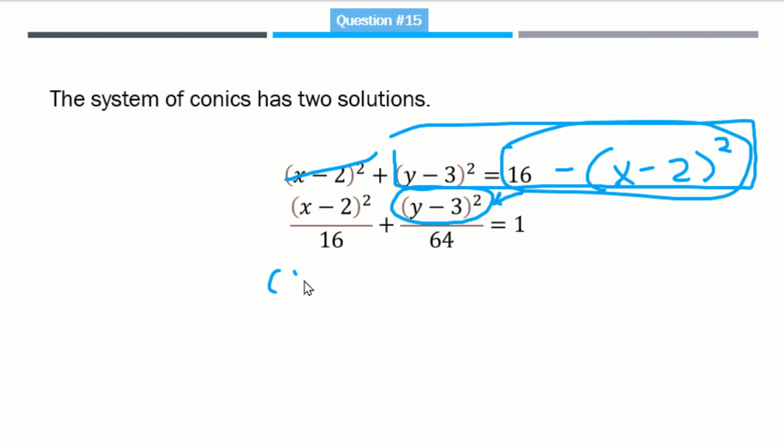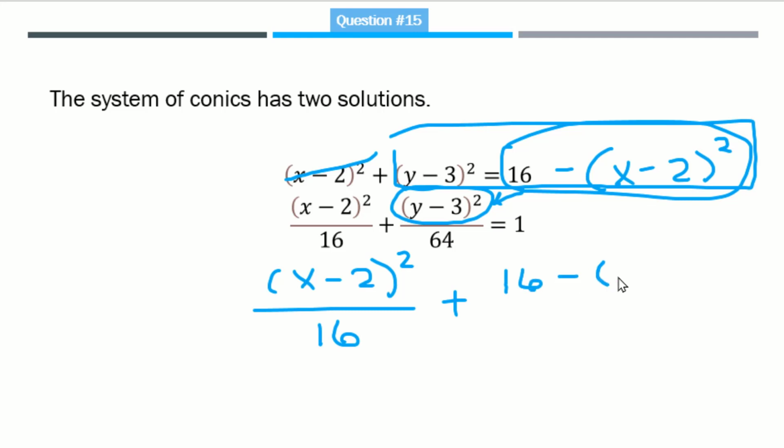So in the bottom equation, I have x minus 2 squared over 16 plus, now here's where I'm going to substitute, 16 minus x minus 2 squared over 64 equals 1.